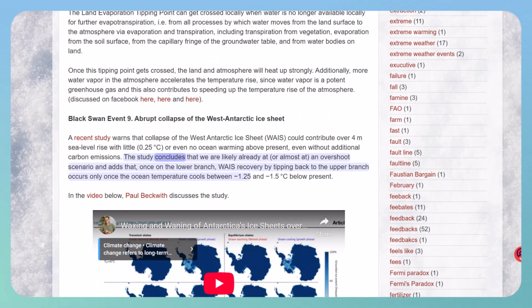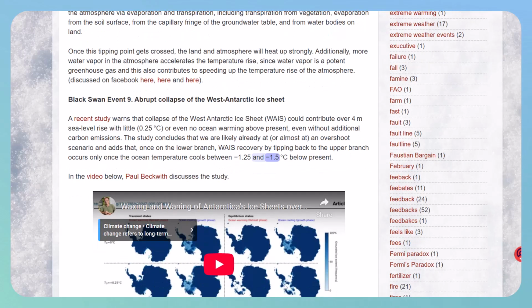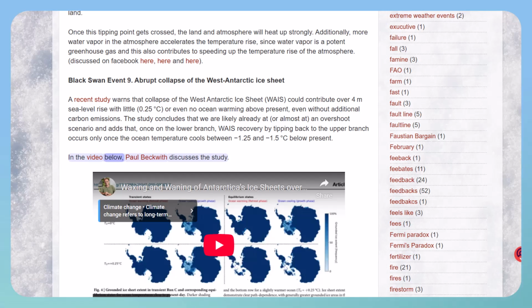The study concludes that we are likely already at, or almost at, an overshoot scenario, and adds that, once on the lower branch, WAIS recovery by tipping back to the upper branch occurs only once the ocean temperature cools between 1.25 and 1.5 degrees C below present. In the video below, Paul Beckwith discusses the study.